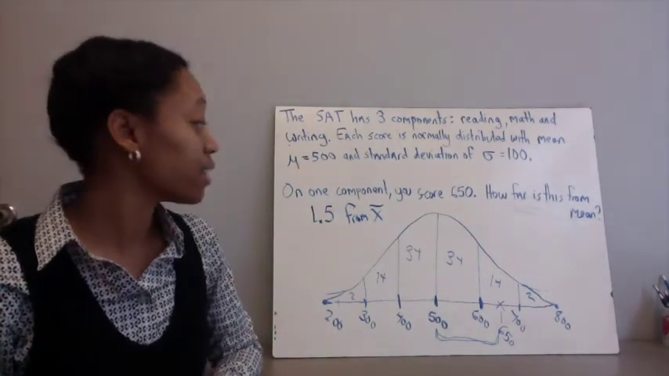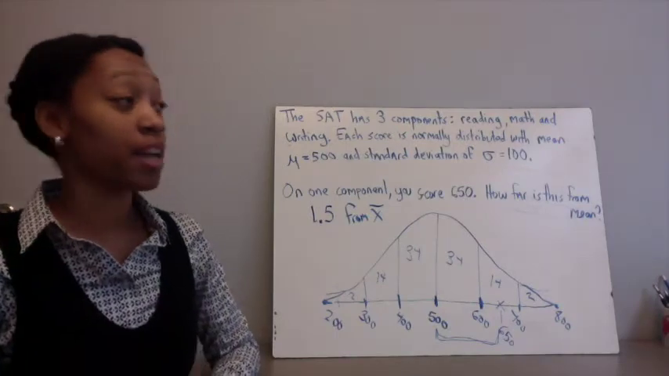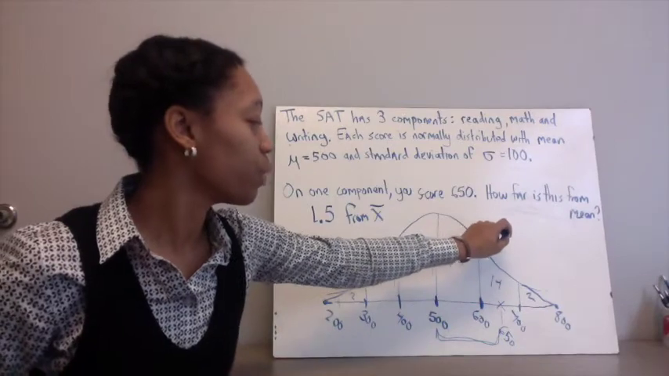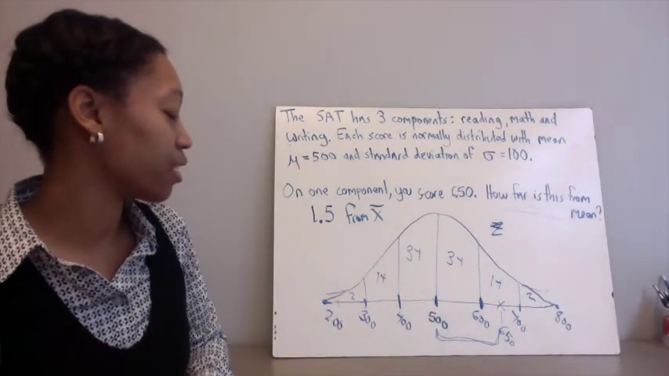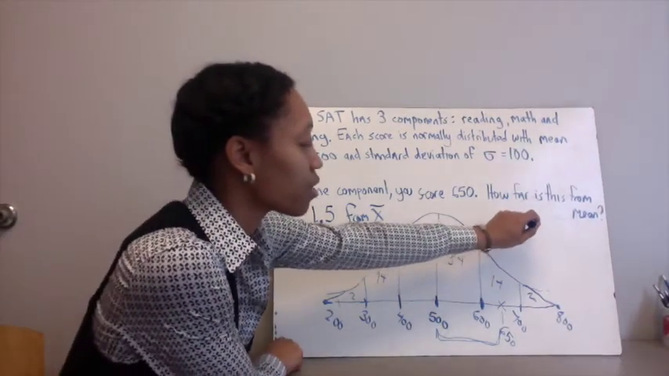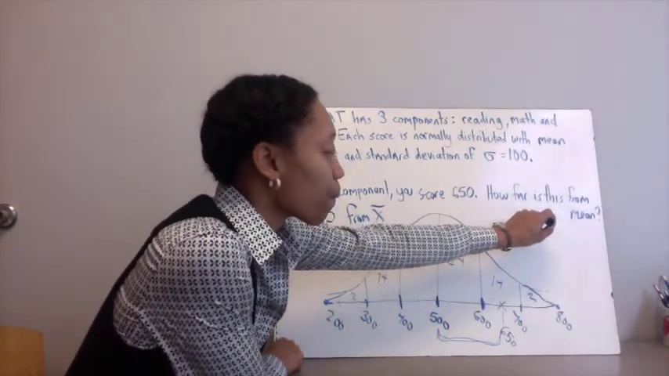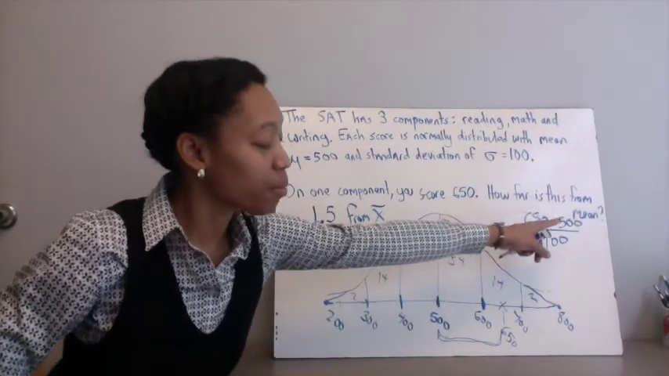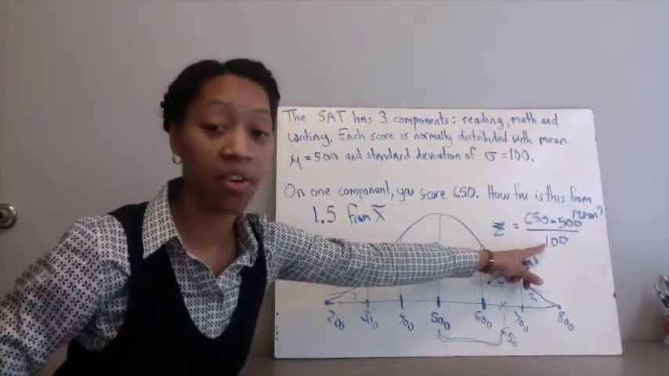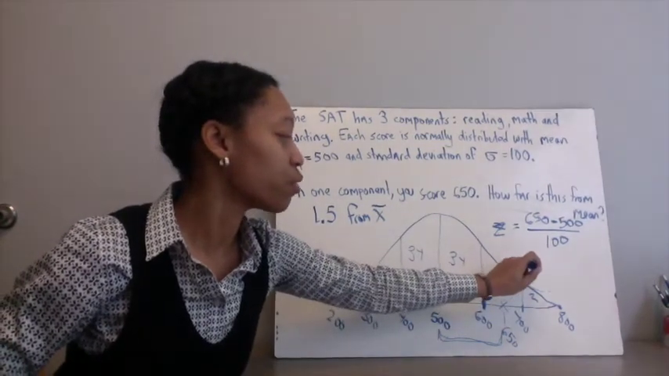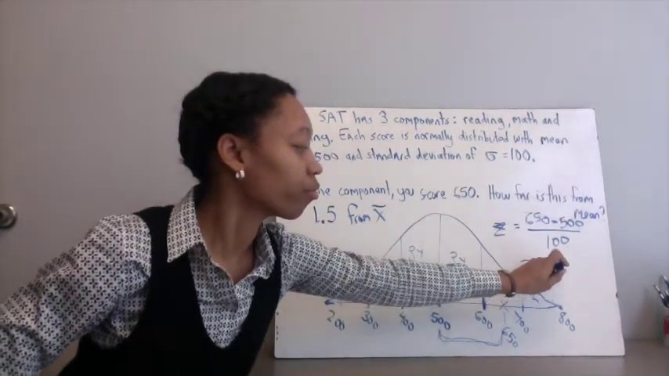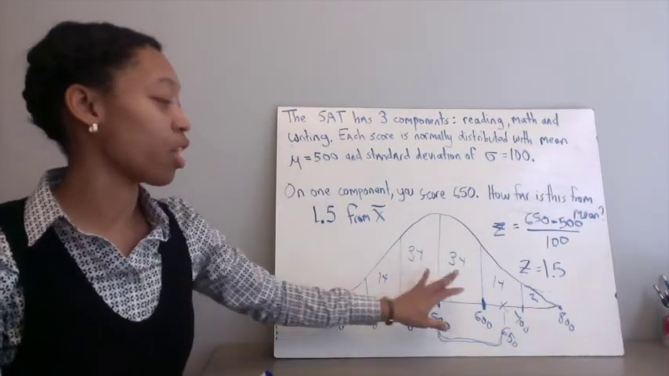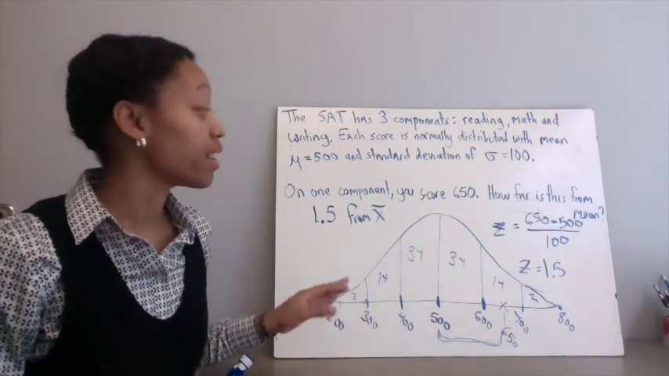Now we can also get that same answer of 1.5 by using the z-score. So we can say that the z-score is the value that we have for x minus the mean divided by the standard deviation. This also gives us 1.5. All right, so for each one, we draw a picture, and we can use our picture to help answer the question.